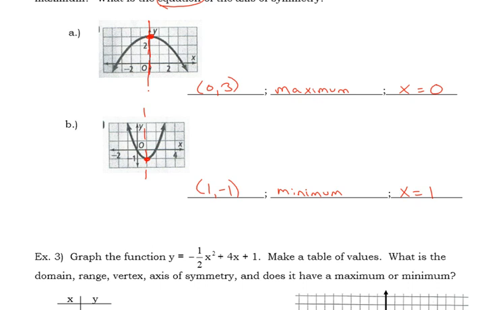These are very, very important properties of quadratics that you need to be aware of. You need to be able to state and label the vertex, state and label the axis of symmetry, and be able to tell me if it's a minimum or maximum value.